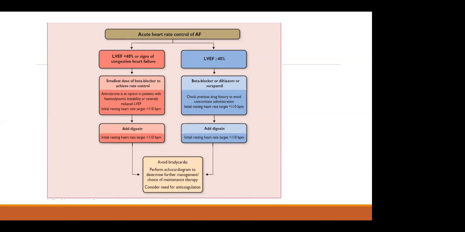But if the LV ejection fraction is impaired and the patient's ejection fraction is less than 40%, or if there are signs of heart failure with reduced ejection fraction, you may give a small dose of beta blocker, but you have the option to start amiodarone to allow rapid stabilization of his hemodynamics. And you can also start digoxin to control his heart rate.